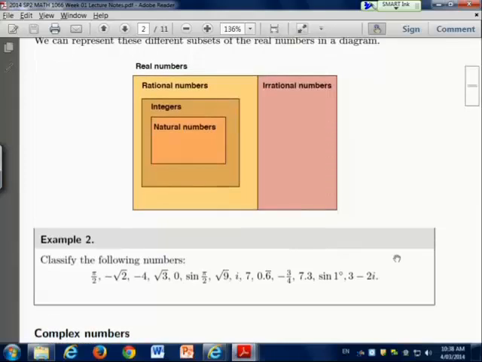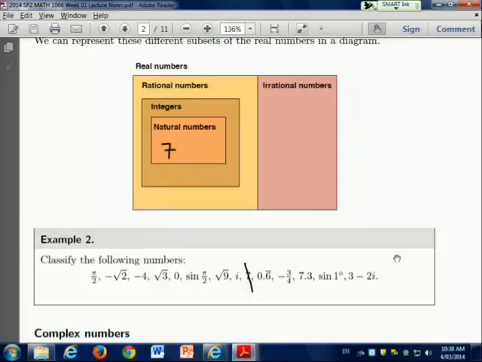So let's see. We've got a few numbers down here in different forms in example 2, and I want to see where we can put them in this Venn diagram. Let's not start at the beginning. Let's pick the one that looks the easiest. That's a good way to start. What's the easiest one we can do here? I'm going to pick 7. Where does 7 go? 7's a natural number, and it's an integer, and it's a rational number.